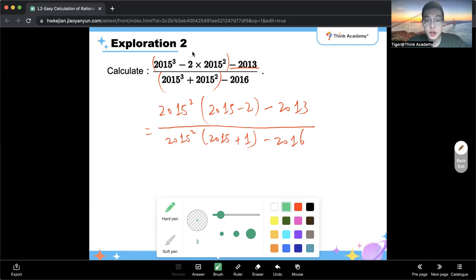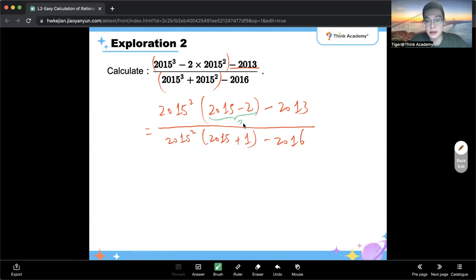Well, not unless you are calculating what's within the brackets. This is 2013, and this is 2016. So in the numerator, I have 2013 multiplying 2015 squared, take away 2013. In the denominator, I have 2016 multiplying 2015 squared, take away 2016.